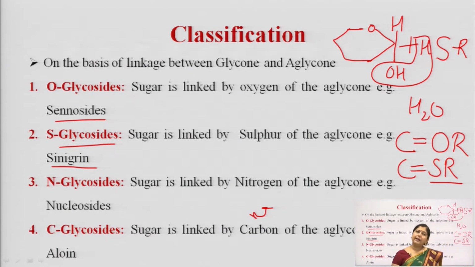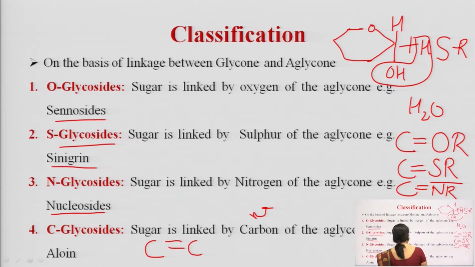If I talk about the third category, where S is replaced by nitrogen and we have the bonding C-N, then it is known as a nitrogen or N glycoside, and the examples are all the nucleosides which are present in the DNA. They are the examples of N glycosides. And lastly, the C glycosides, here the bonding takes place at the carbon, and the example for this is aloin, which is obtained from the aloe vera. So, these are the basic classification of glycosides based upon the type of glycosidic linkage.